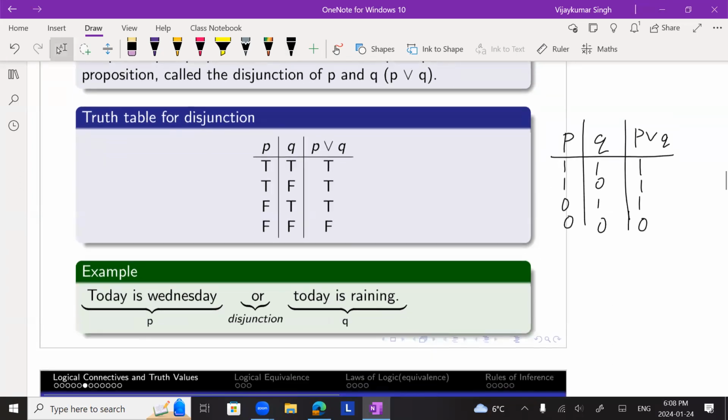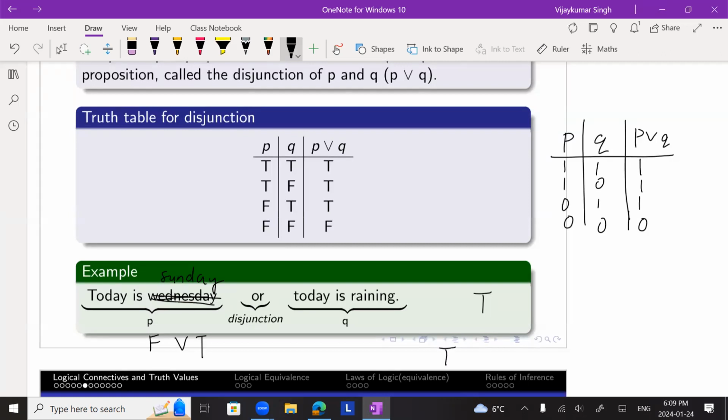Now let's look at an example again. Today is Wednesday or today is raining. In this case, both of them are true, so the OR of this will be true. Suppose I change this and say today is Sunday or today is raining. In that case, the whole thing would still be true. Why? Because this is false, since today is Wednesday, we are operating on that premise, and this statement has value true. So therefore, we get true.